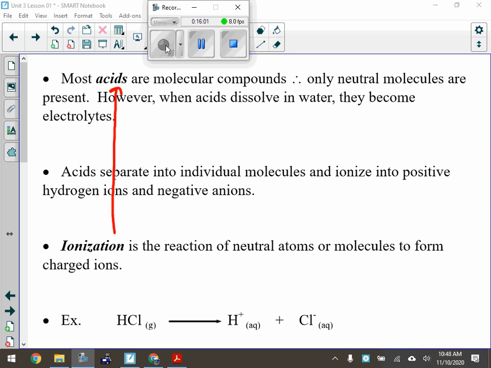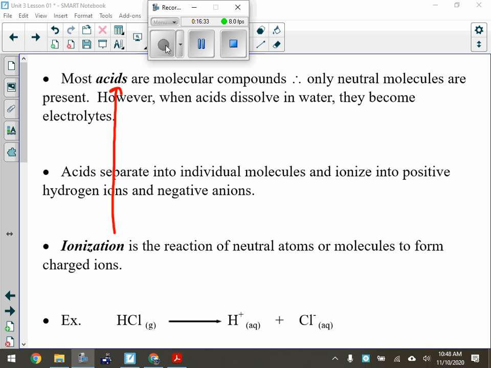Now, acids are, like it says here, molecular compounds. But then they have the ability to ionize, in other words, turn into ions as well. So we needed a special term for this because it actually does both of the other two processes that we talked about. It first kind of separates, and then it dissociates after that. We couldn't call it separation or dissociation. We had to come up with a new term, so we called it ionization.